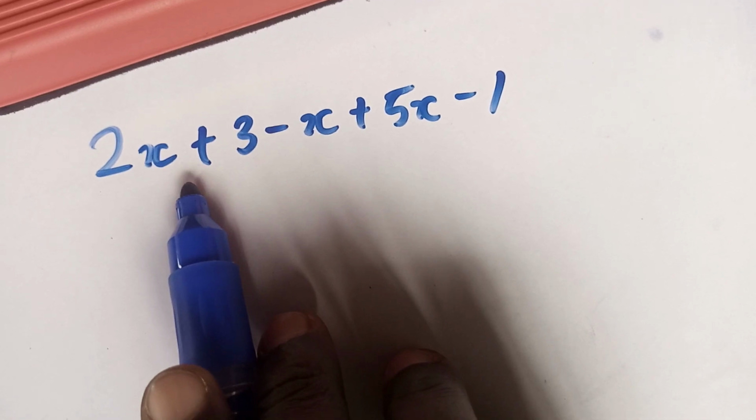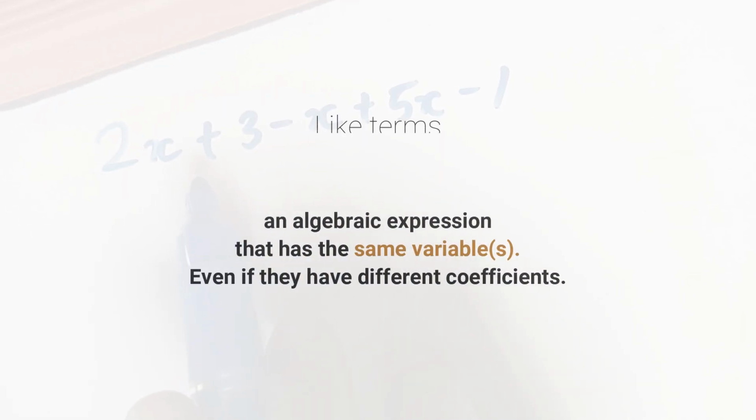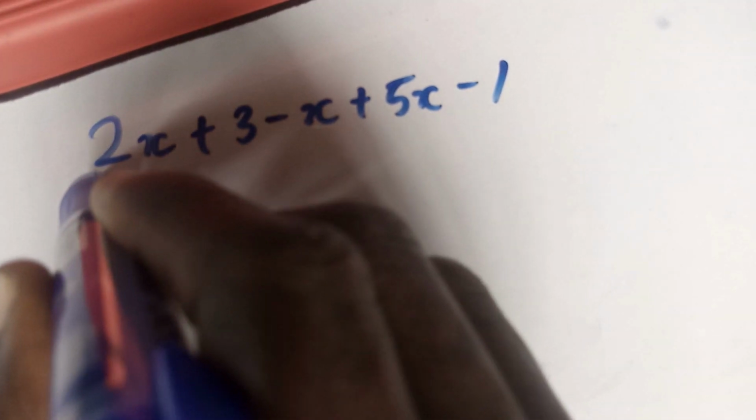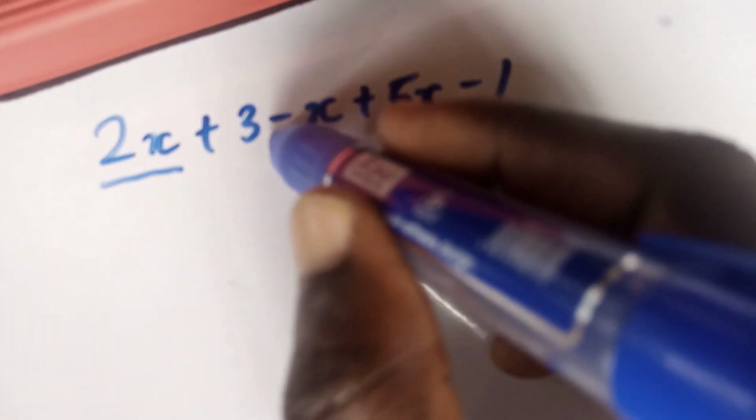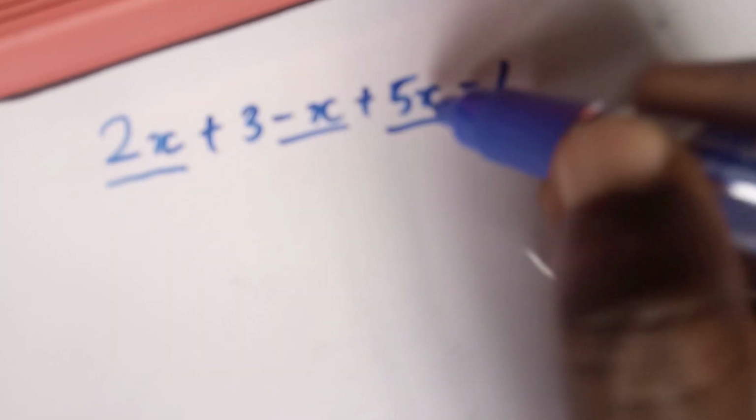So now let's talk about like terms and unlike terms. Like terms in an algebraic expression are terms that have the same variables, even if they have different coefficients. Like, we have 2x here, and we have minus x here, and we have 5x here. They are the same terms.